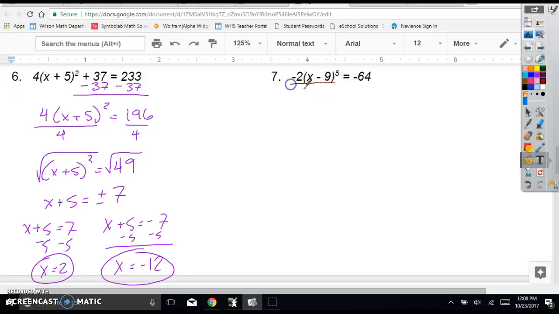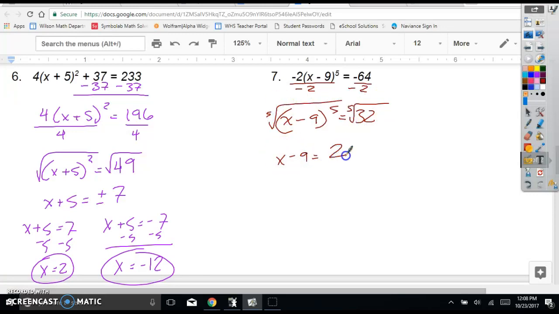Alright. There we go with 7. It's very like the number 6, except I don't have a plus or minus, so we divide by 2. X minus 9 to the 5th equals positive 32. Now we're taking the 5th root to get rid of that 5th power. 5th root of 32 is 2. We're going to add 9, so x is 11. Right, so that's the front. Let's go on to the back.